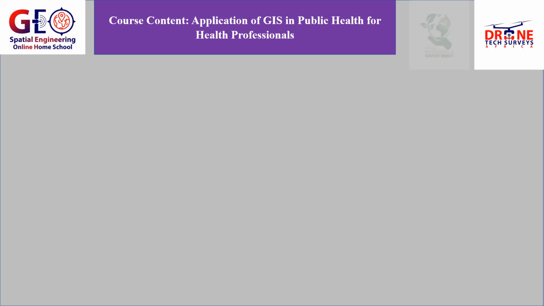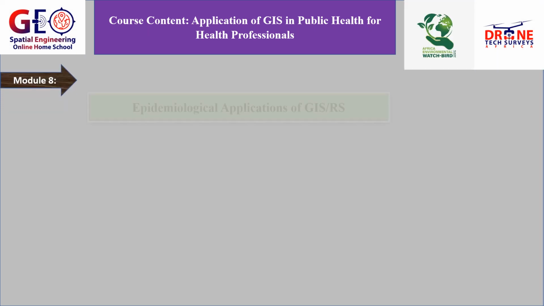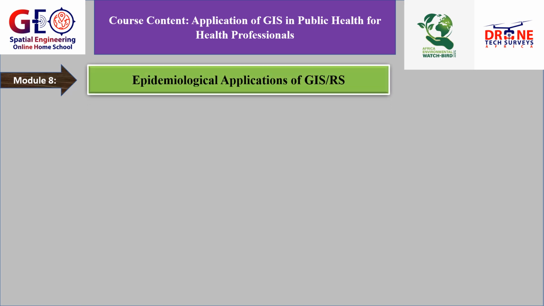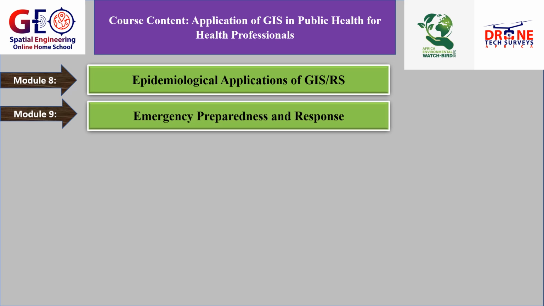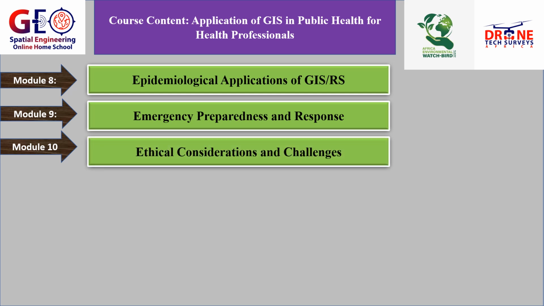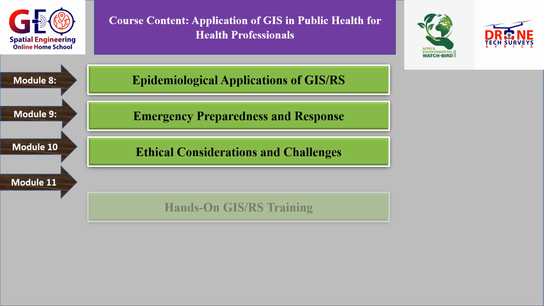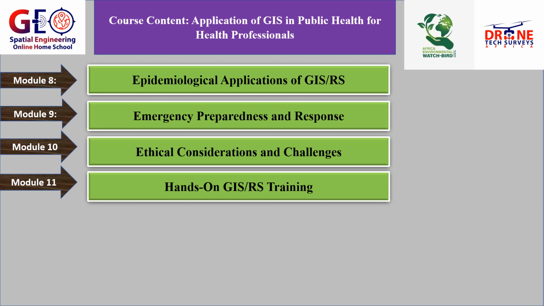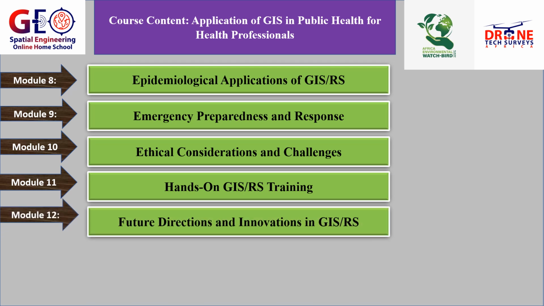Okay, let's go now to the other modules. For Module 8, we are going to see epidemiological application of GIS and remote sensing. Module 9, we are going to see emergency preparedness and response. Module 10, we are going to see ethical considerations and challenges. Module 11, we are going to see hands-on GIS remote sensing training. There we are going to work a lot on practical application. Module 12, we are going to see future direction and innovations.